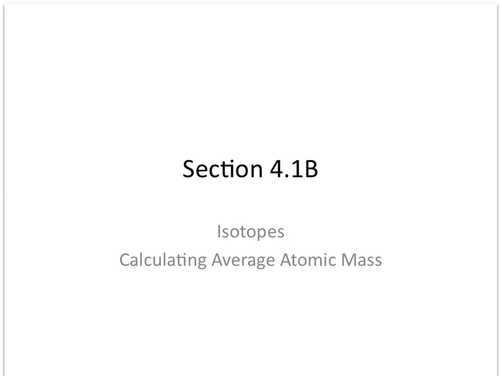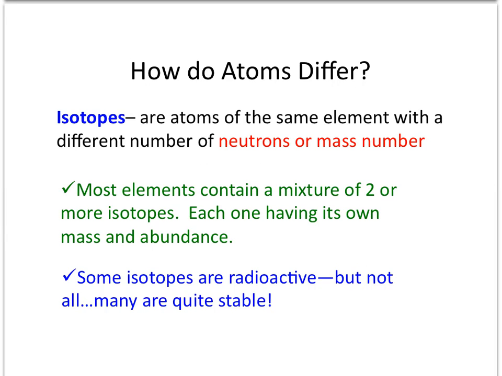In this section, we will talk about the isotope and how to calculate average atomic mass. In the last section, I alluded to what an isotope was. It's an atom of the same element with a different number of neutrons, thus it has a different mass number. Most elements contain a mixture of at least 2 or more isotopes. Each one has its own abundance and its own particular mass.